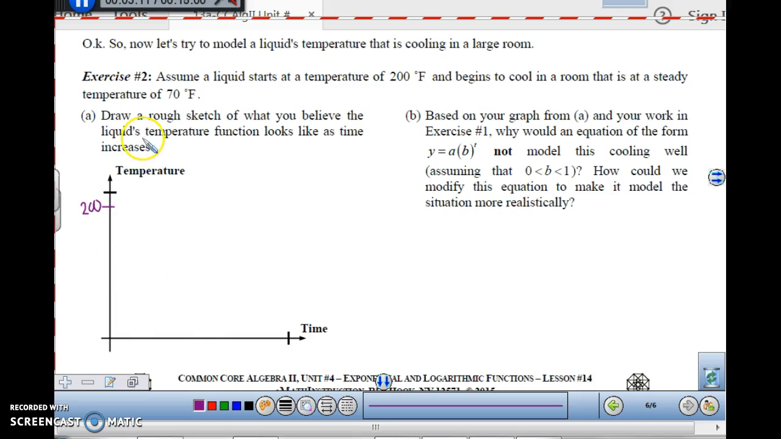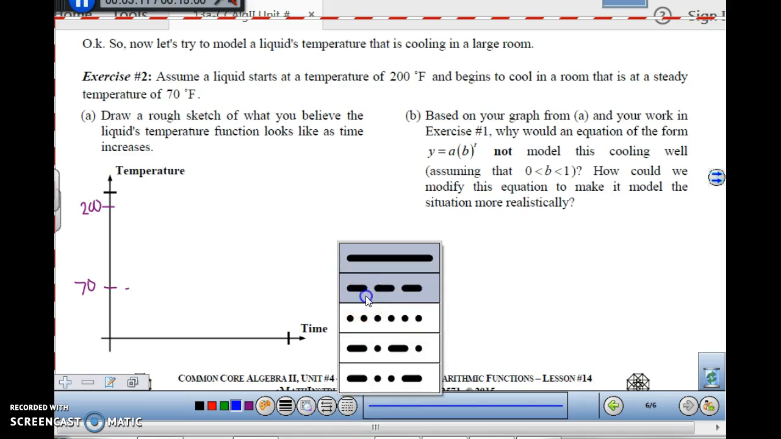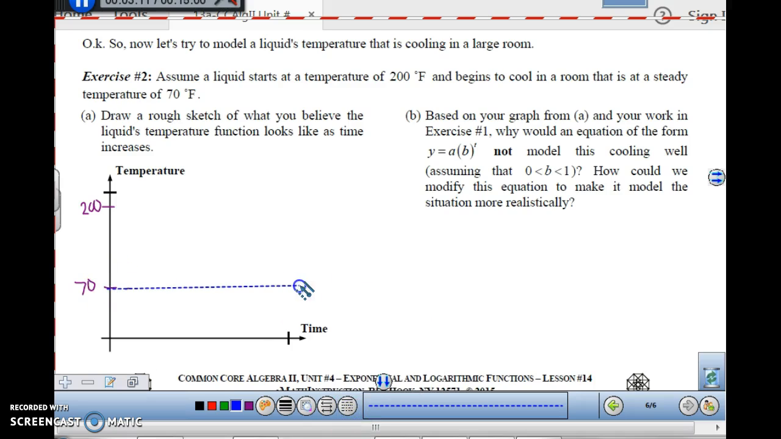Now what happens when it gets to 70 degrees? The temperature is probably going to level off. It is not going to go down to 0. It is going to go down to 70 degrees, because that's the temperature in the room. So let me draw a dotted line at 70 degrees. Instead of going down to 0, it's going to stay at 70 degrees once it gets there, or get very close to 70 degrees. So this would come down like this over time, and eventually get very, very close to 70 degrees.